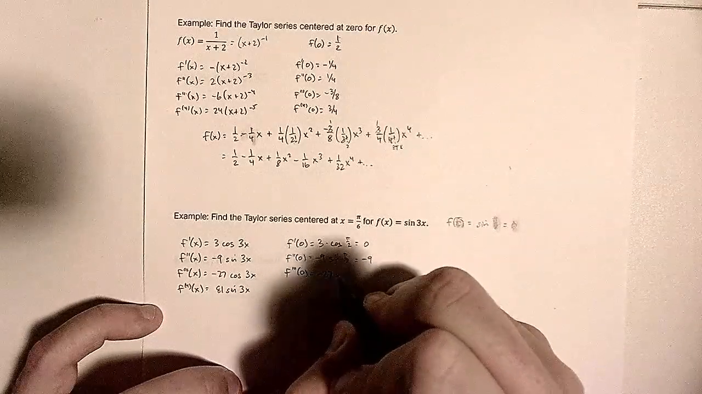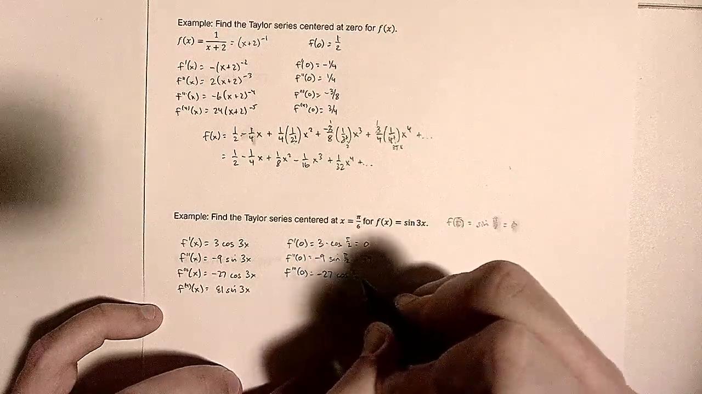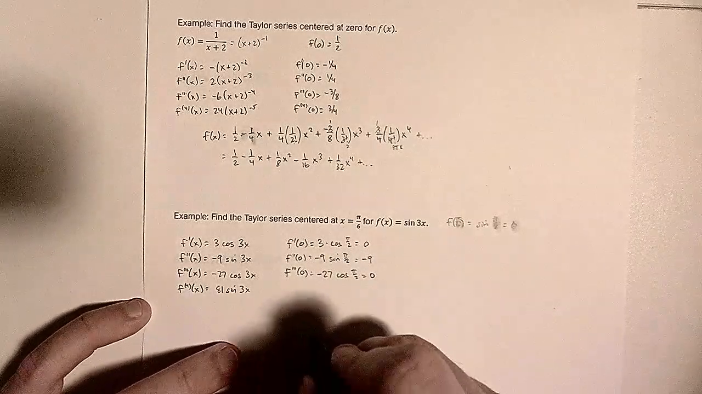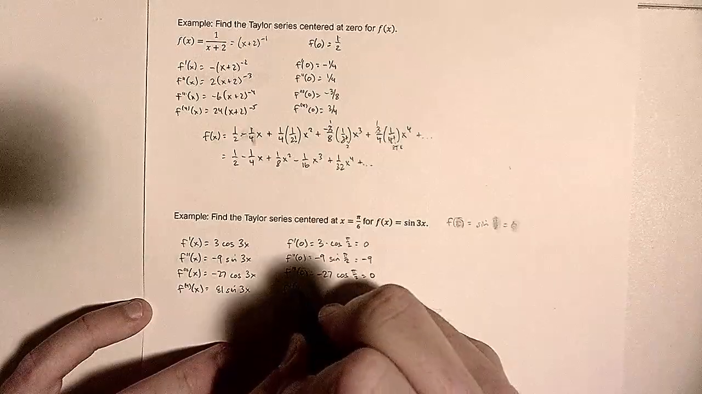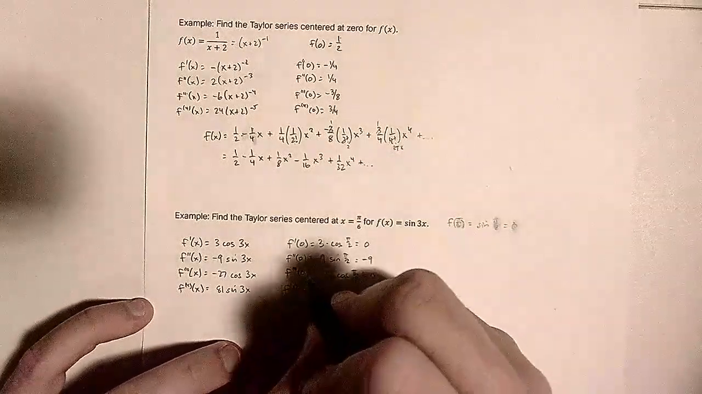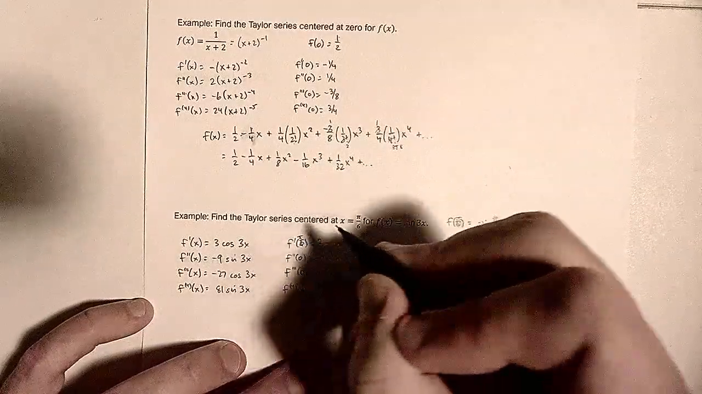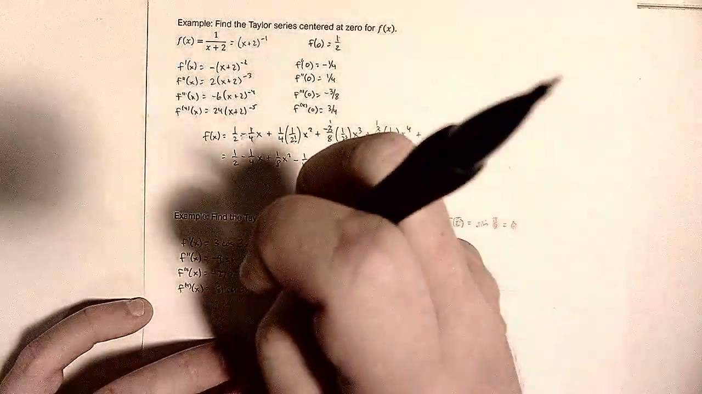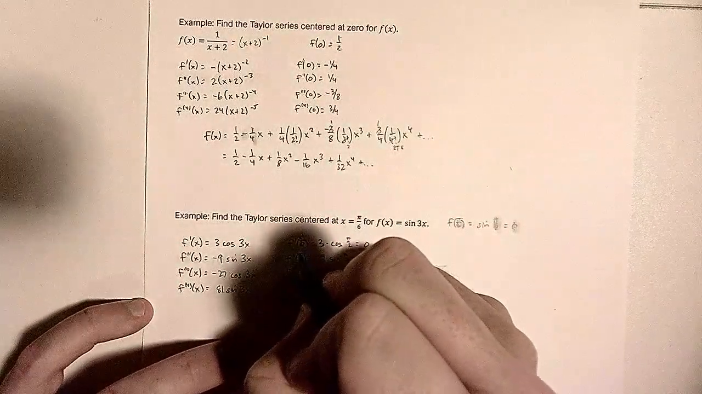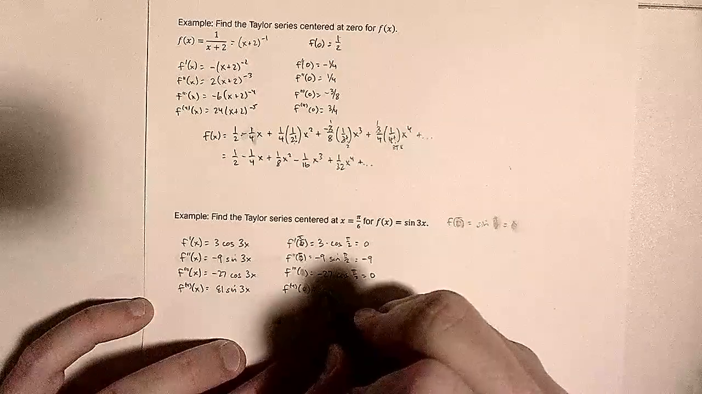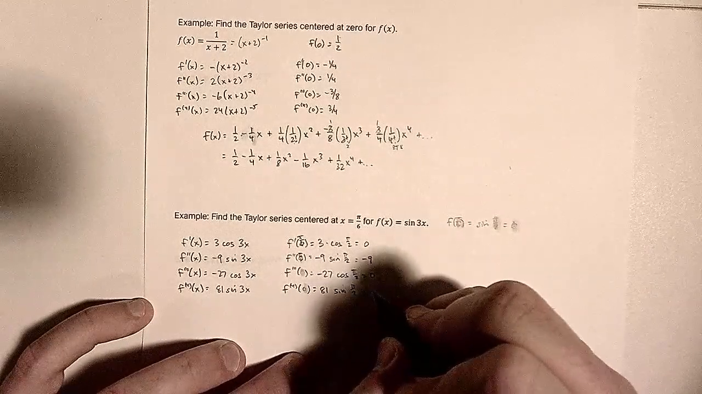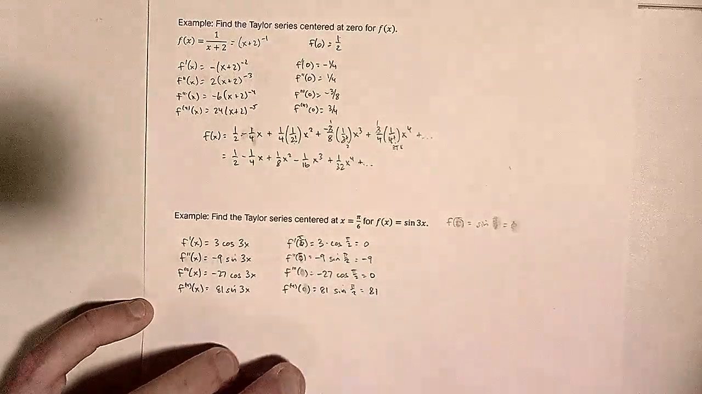Should be obvious what's going to happen here. Cosine pi over 2 is, of course, 0, so that's going to give us another 0. The 4th derivative of f of x at, excuse me, pi over 6, gives us 81 sine of pi over 2, which we know is 1, so that's going to give us 81.